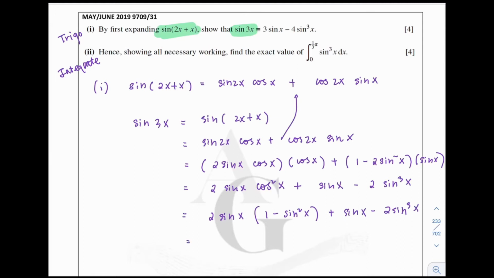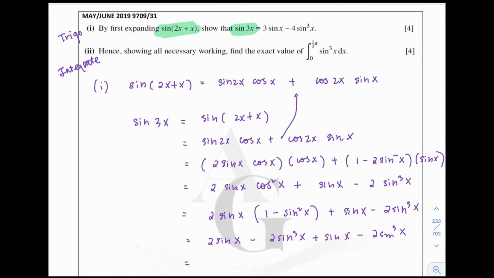Again, expand this term, you get 2 sin x minus 2 sin cube x plus sin x minus 2 sin cube x. And eventually you get the answer, which is 3 sin x minus 4 sin cube x. That's how we solve part 1.